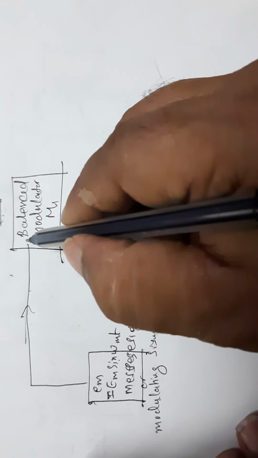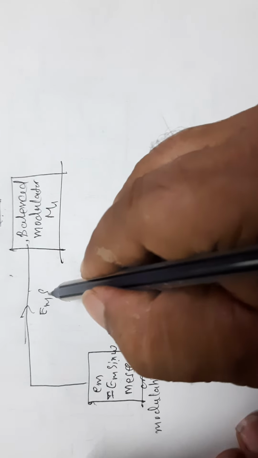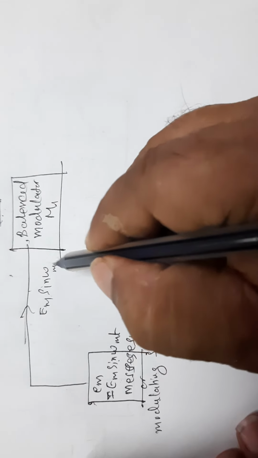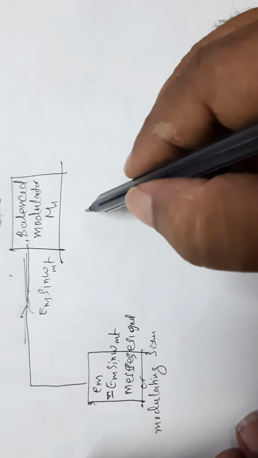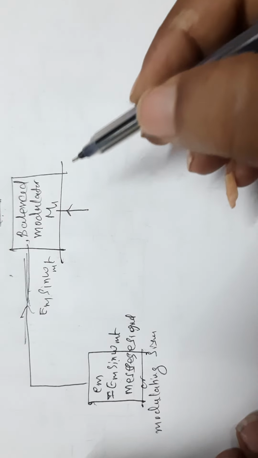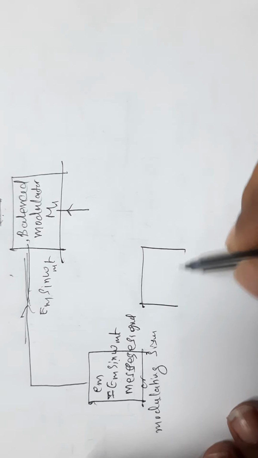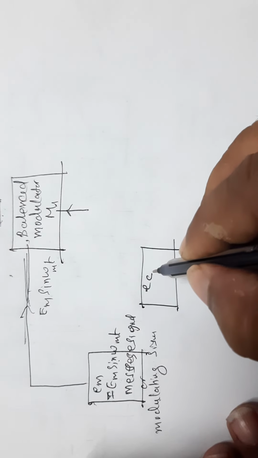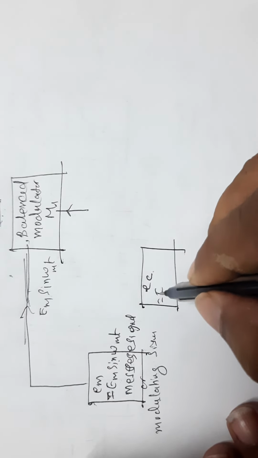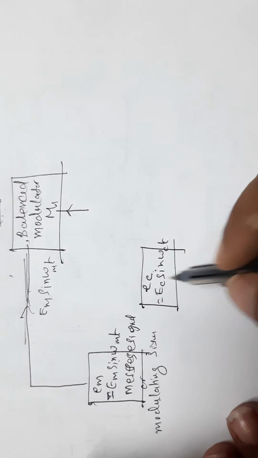The input of this balanced modulator is Em sin omega mt, that is the message signal or modulating signal. Another input should be the carrier signal. Now let us consider a carrier signal here. The carrier signal is represented by Ec, which is given by Ec sin omega ct. This is our carrier signal.